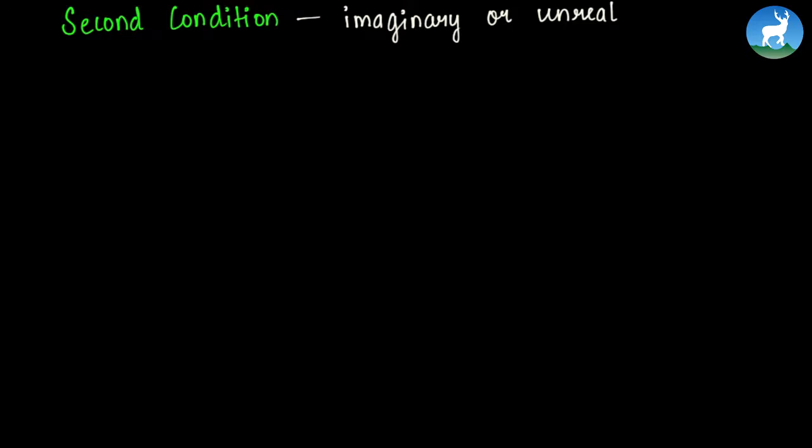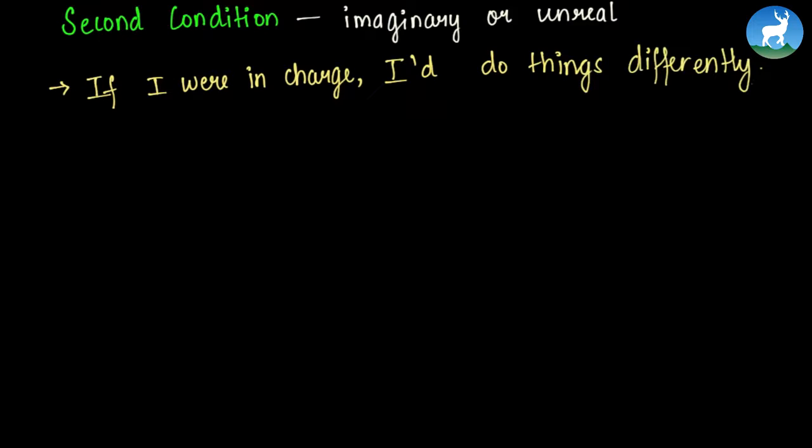Next we have the second condition. The second condition is usually imaginary or unreal. So if can be used while we are talking about something imaginary or unreal. For example, if I were in charge, I'd do things differently. This is imaginary. You're not in charge right now, but you're imagining that you are in charge.